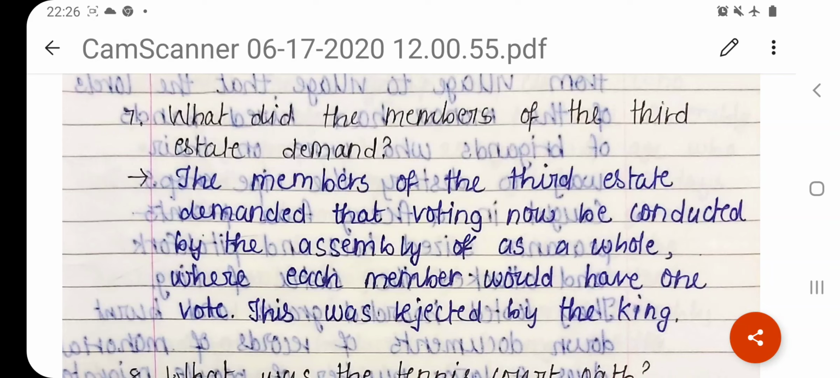Now, the new demand of the third estate is no. Estates should not have one vote each, but members of that estate should have one vote each. They say this because in the first estate there are 200 members. In the second estate, there are 200 members. But in the third estate, there are many more individual members, and thus the third estate could have an upper hand.